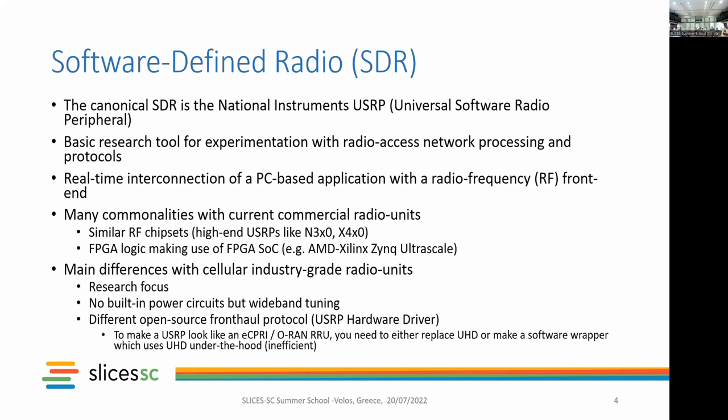Now, there are also different so-called front-haul protocols, which I'll describe. The USRP uses something called UHD, or the USRP Hardware Driver, which, in the context of something like ORAN, is the equivalent of the front-haul protocol. In fact, it's not equivalent. It is a front-haul protocol, but it's specified by the community around the USRP. Now, to make a USRP actually look like a commercial radio unit, you need to either replace UHD completely, or you need to make a software wrapper which uses UHD under the hood. But this is something that's actually quite inefficient.